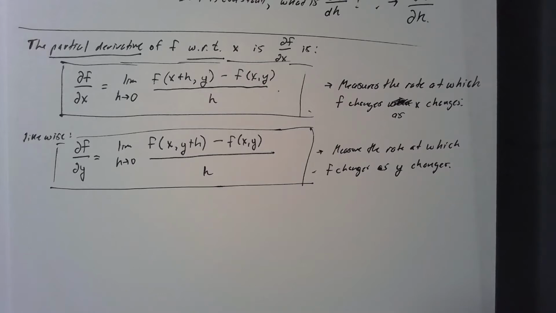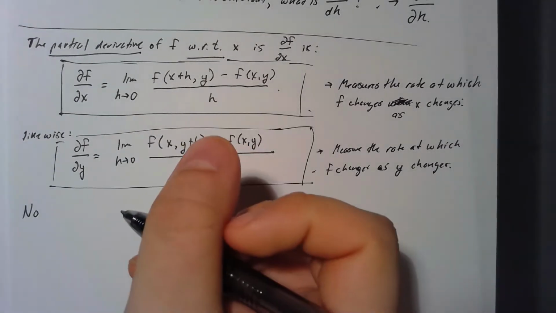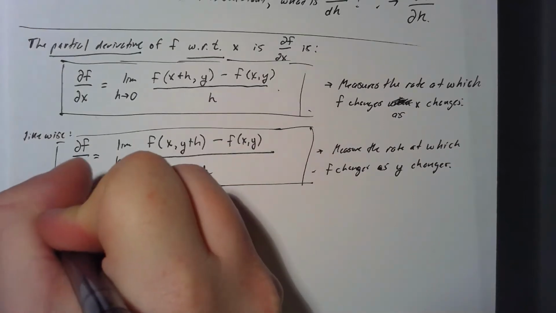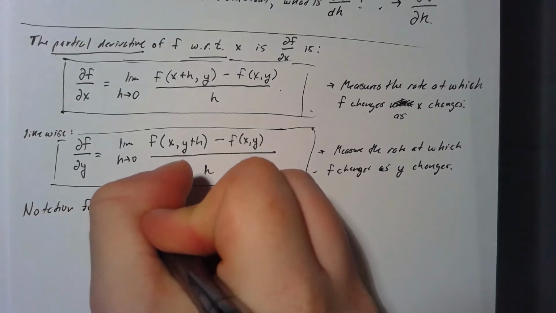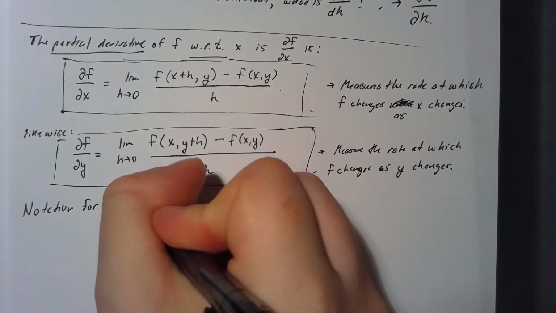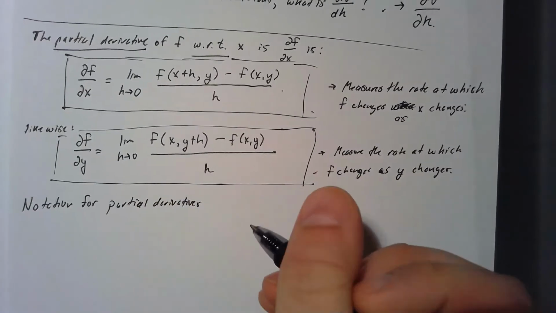All right, so I just want you to understand that's the big idea. But when it comes to seeing this, I'm not going to ask you to do the limit definition of the derivative for a multivariate function, because that would not be easy. So notation, and I already talked about this, but I'm going to do it now. Notation for partial derivatives.